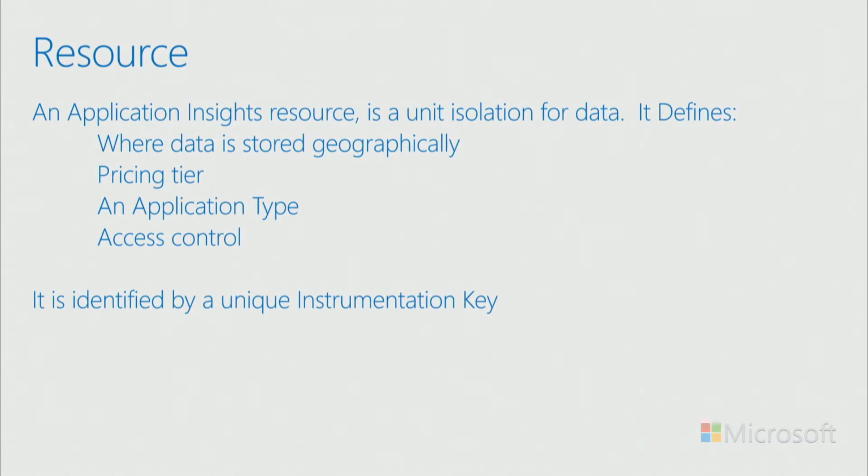How many resources you have depends on all these vectors: where you want that data to be stored, the pricing tier that you want to be applied, the application type that is being monitored, and stuff like that. The application type defines the different types of data presented on the dashboards, not the data that is collected, but how the data is presented on the dashboards automatically.